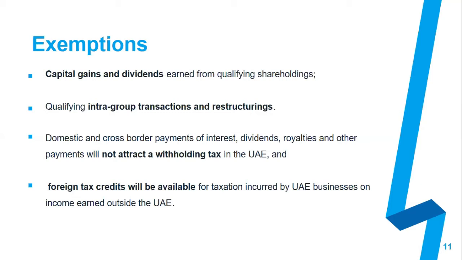Normally, in other countries, a 5 to 10% shareholding is considered a qualifying shareholding. But in the UAE, this is just an announcement, and we are not able to identify whether 5% or 10% will be considered a qualifying shareholding. But for the time being, you can say capital gains and dividends will not be considered under the corporate tax, meaning these will be exempt.